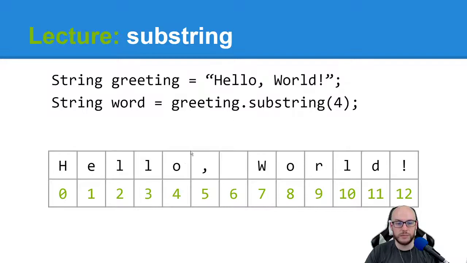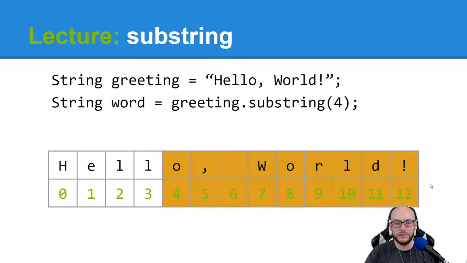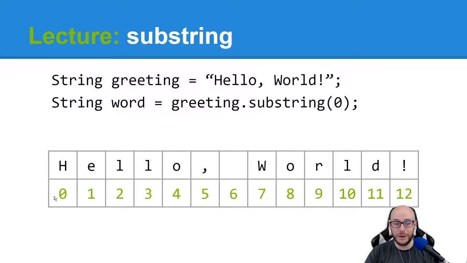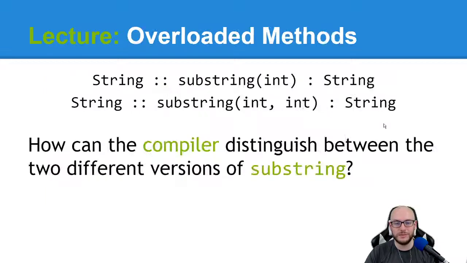Let's look at another example. We're going to start at index 4 and go through the rest of the string. Okay, index 0, that would give you everything. We're going to start at index 0 and go through the rest of the string.